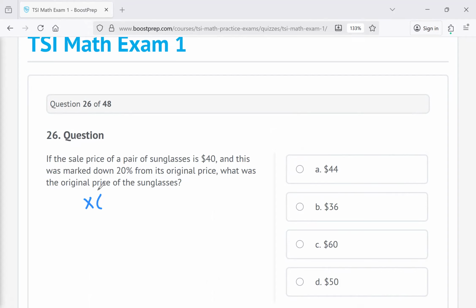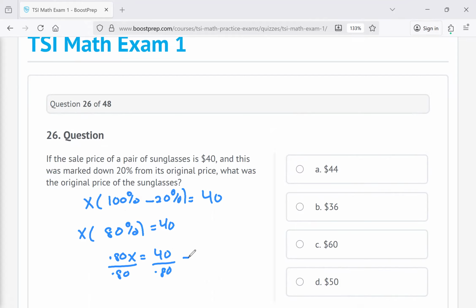It was marked down by 20%. So what I would do is start with 100%, and because it was marked down, that's 100% minus 20% of x equals 40, right? What's 100 minus 20? 80%. 80% as a decimal would be 0.80. So 0.80 times x equals 40. Solve for x by dividing by 0.80. 40 divided by 0.80 is, oops, sorry, 50. Letter D.